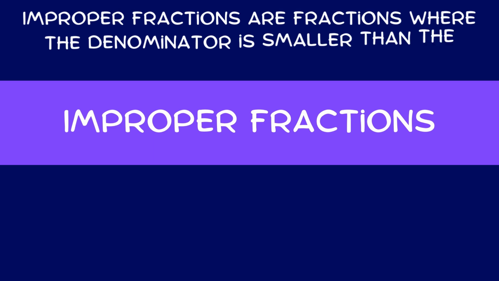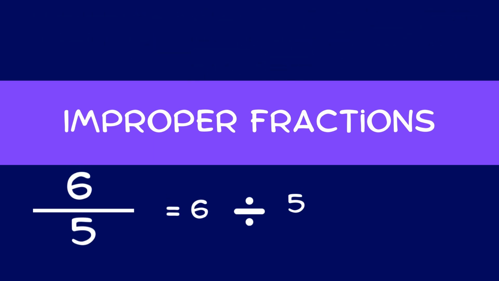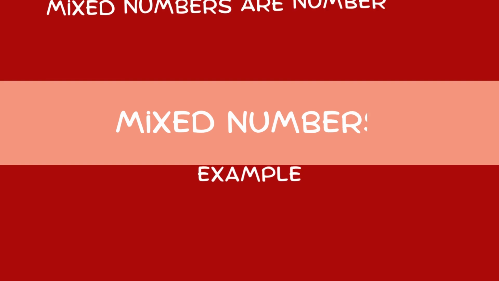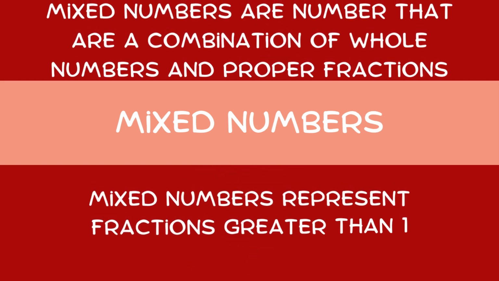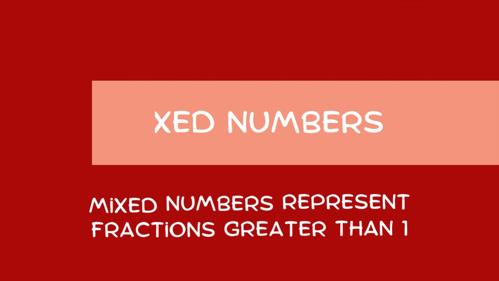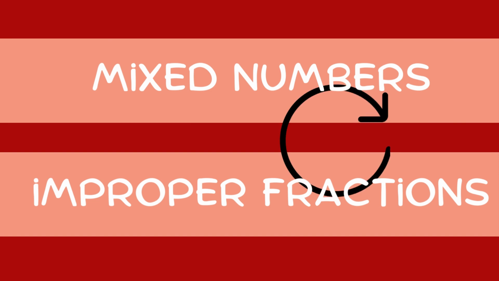Alternatively, improper fractions are fractions where the numerator is greater than the denominator, like 6/5, and therefore are numbers greater than 1. Finally, mixed numbers are a combination of proper fractions and whole numbers, where they represent fractions greater than 1 in a simpler way. What this means is that mixed numbers and improper fractions can be interchangeable.